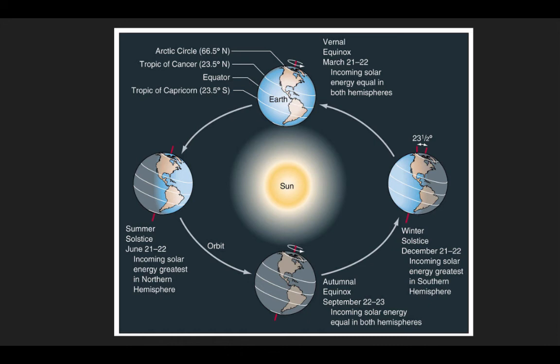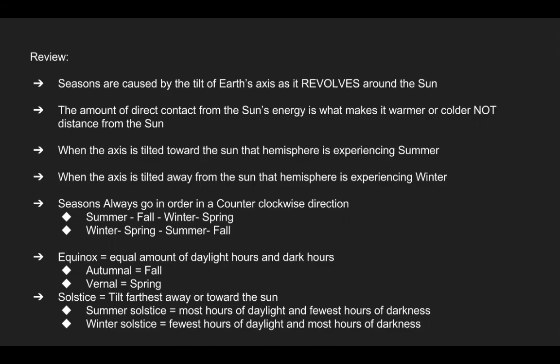After summer, we always have fall. And again, our axis isn't tilted toward or away from the sun. We're in that happy middle place. And on September 22nd or 23rd, we have the autumnal or the fall equinox. Remember, equinox is equal days and equal nights.